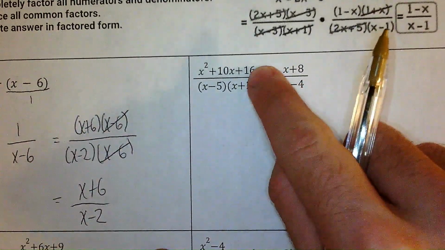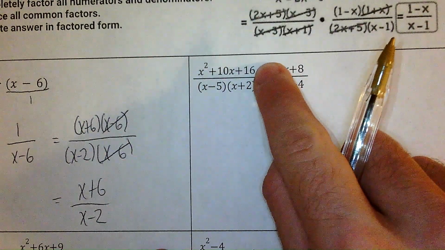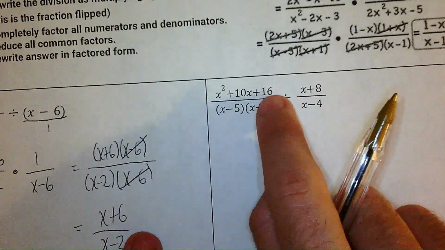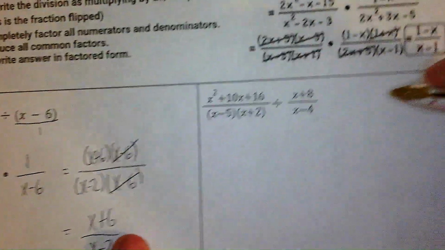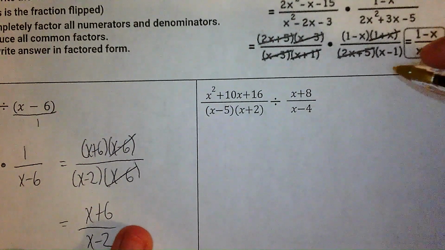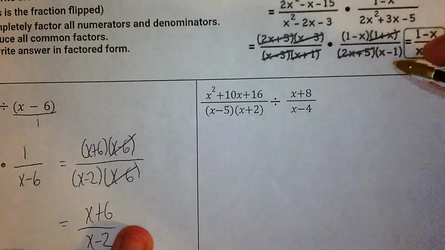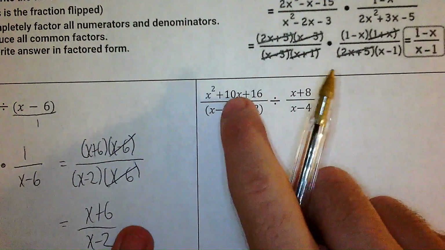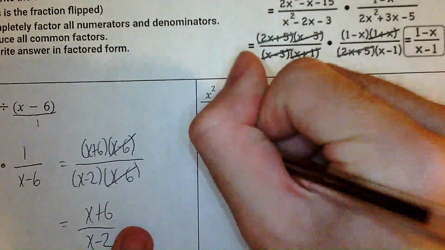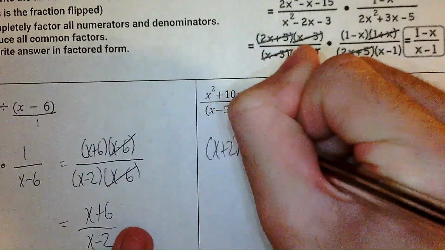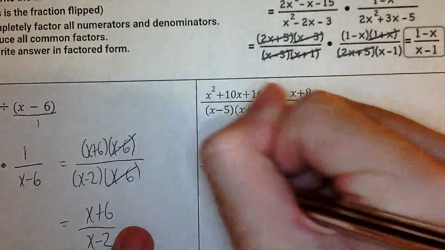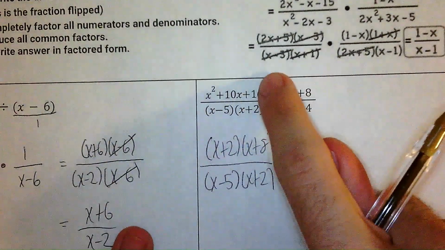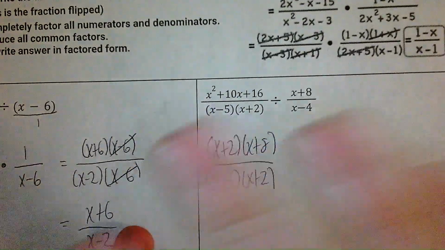Okay, we're going to need to factor this one. Everything else is factored for us. Let's start with this. Adds to 10, multiplies to 16. So things that multiply to 16, we have 1 times 16, 2 times 8, and 4 times 4. I'm going to go with 2 times 8, because 2 plus 8 is 10. So that's now factored. I've brought the bottom along unchanged.